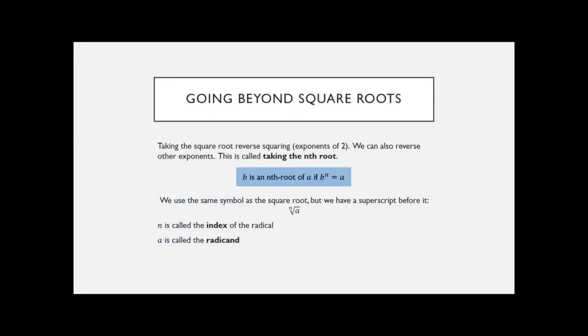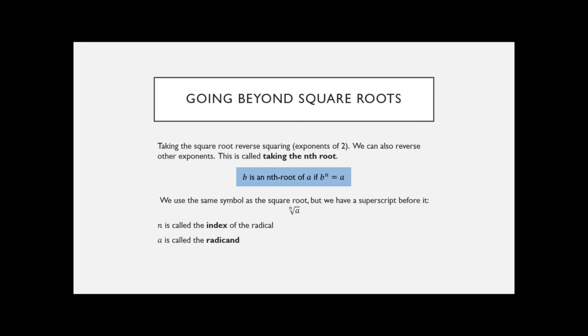So square roots are something that you're probably somewhat familiar with. You've had to work with them before. What's going to be new are these other types of roots, and we call them nth roots, where n just stands for some exponent. So we don't always want to cancel out exponents of 2. We could have exponents of 3, exponents of 4, exponents of whatever number you want. And so those are just called nth roots.